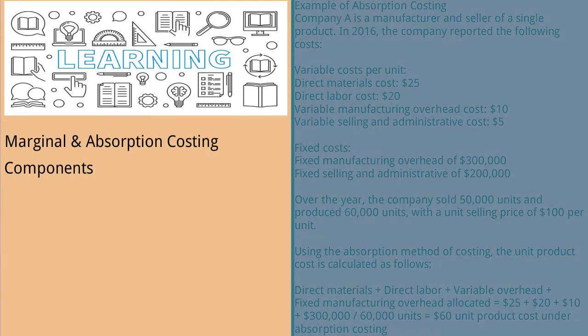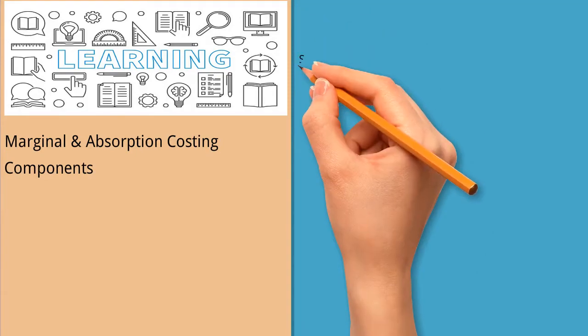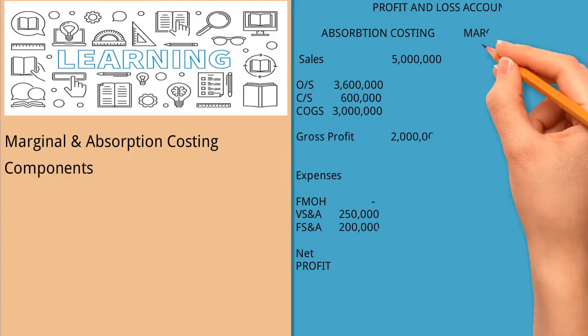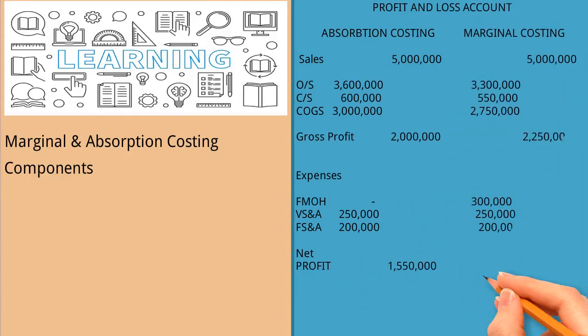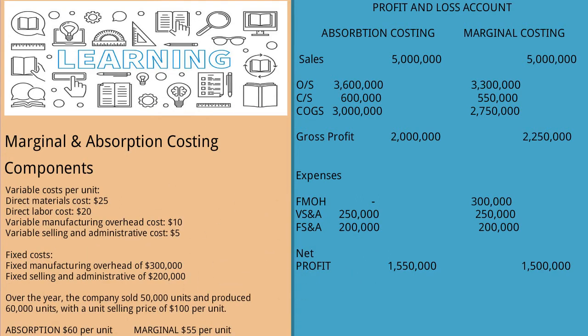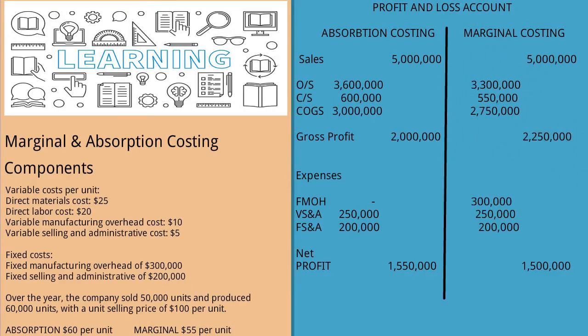So if we now look and see how those figures in this example fit into the profit and loss account, and we compare between absorption costing and marginal costing, firstly we can see that there were $100 for each unit sold, and there were 50,000 units sold. Therefore, total sales for both absorption and marginal costing is $5 million. And then we have to work out the average cost of goods per unit.